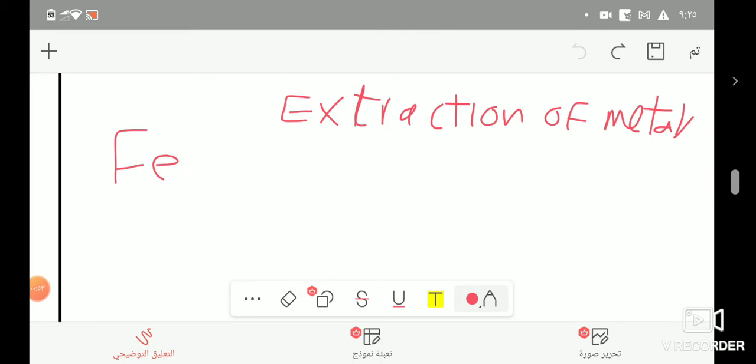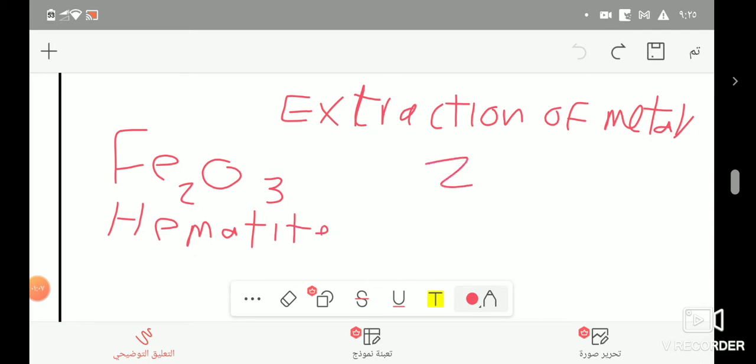Iron is bonded to oxygen, forming Fe2O3, which is called hematite. Another example, zinc, is found in its ore as zinc sulfide, ZnS. Also, calcium is found as calcium carbonate, CaCO3. So, as you see, all elements or metals are found as ores or bonded to other elements. How to extract them?